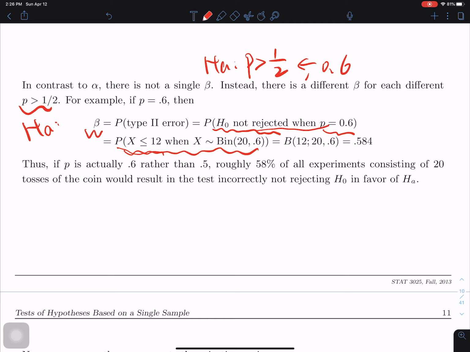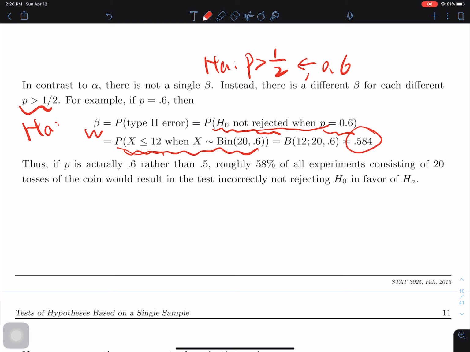So that is to say, we would like to evaluate the type 2 error when P equals 0.6. That is to evaluate the probability that X is less than or equal to 12, when X follows a binomial distribution with parameters 20 and 0.6. And this gives us a probability of 0.584.